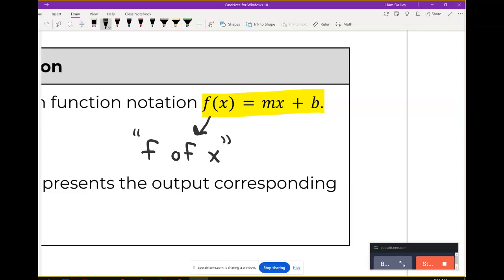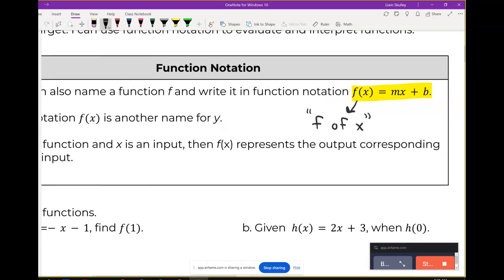And what this is saying is that we're just putting in x as our input. As you'll see in the next bullet point, that f of x is just another name for y. That's all f of x does. It just takes the place of the y. It serves the same purpose, to have a place for our outputs to go.